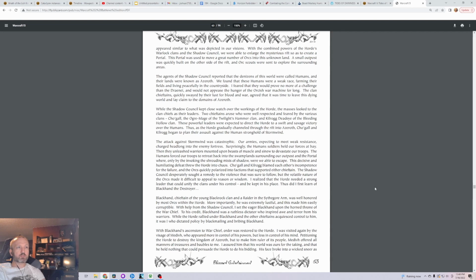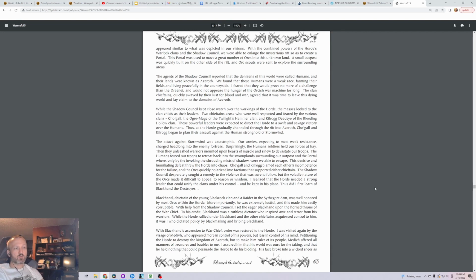While the Shadow Council kept close watch over the workings of the Horde, the masses looked to the clan chiefs as their leaders. Two chieftains arose, who were well respected and feared by the various clans: Chokgal, the Ogre Mage of the Twilight's Hammer Clan, and Kilrog Deadeye of the Bleeding Hollow Clan. These powerful leaders were expected to direct the Horde to a swift and savage victory over the humans. Thus, as the Horde gradually channeled through the rift into Azeroth, Chokgal and Kilrog began to plan their assault against the human stronghold of Stormwind.